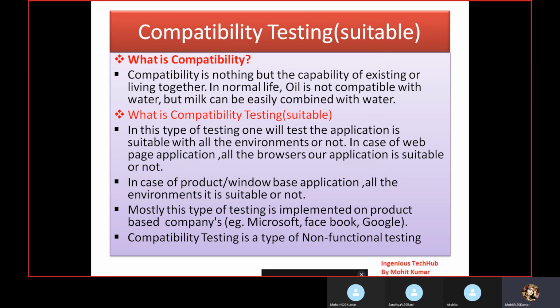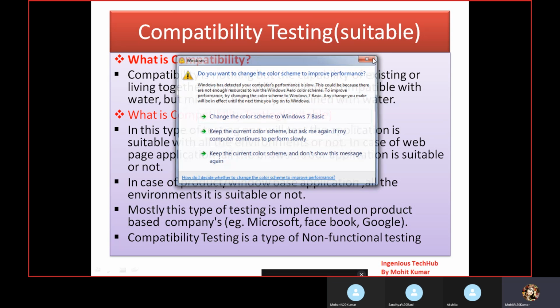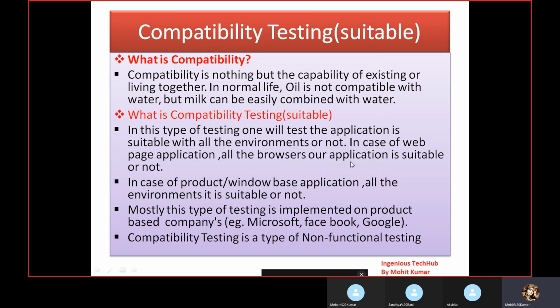So what does compatibility mean? Compatibility is the ability of things to exist together. In normal life, oil is not compatible with water, but milk can be easily combined with water. The same thing we can apply in our testing. So what is compatibility testing? In this type of testing, one tests whether the application is suitable for all environments or not. In the case of a web application, whether it is suitable for all browsers. In the case of a Windows-based product, whether it is suitable for all environments.